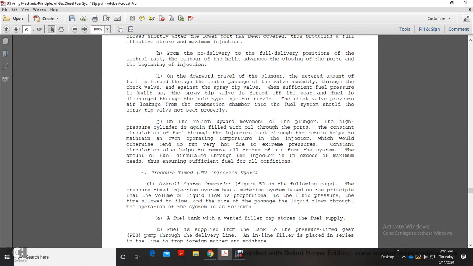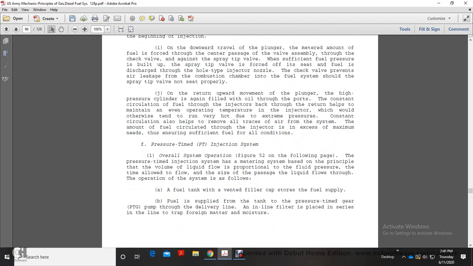On the downward stroke of the plunger, a metered amount of fuel is forced through the center passage and the check valve to the spray tip valve. When sufficient fuel pressure has built up, the spray tip valve is forced off its seat and the fuel is sprayed through the holes of the injector nozzle. The check valve prevents air leakage from the combustion chamber into the fuel system should the spray tip valve not seat properly.